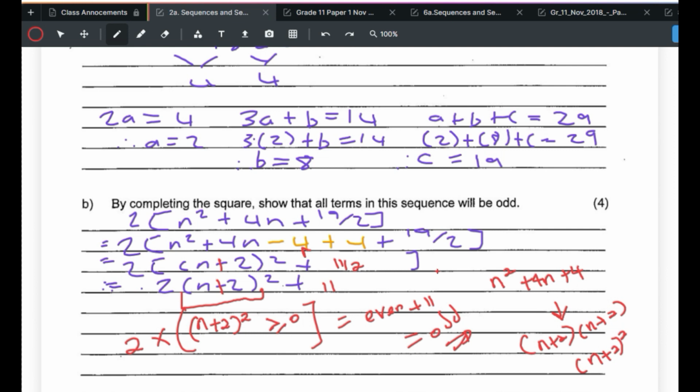So how would you write this? Would you write an essay, or would you literally do this? You could write it step by step. So you start with n plus 2 squared will be greater than or equal to 0. Then on the next line, you say the answer you get from here times 2 would make it an even number. Then plus 11 would make it an odd number. And that's all.